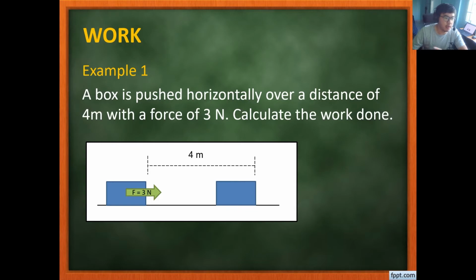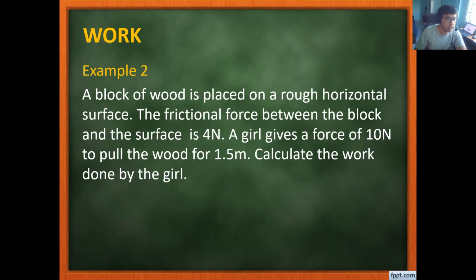Let's do an example. Here I have a box pushed horizontally over a distance of 4 meters with a force of 3 newtons. Calculate the work done. So what's the formula for work? Work is equal to force times distance. And the force in this case is 3. And the distance moved by this box is 4. And the work done for this case is 12. And the unit is joules. And that's the answer.